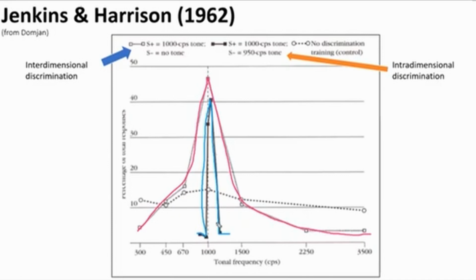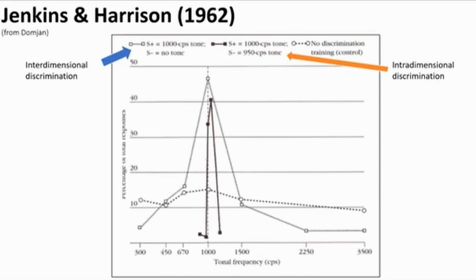We're seeing a lot less generalization and more discrimination because they respond very, very little to frequencies lower than 1000 hertz. And we even see less responding to frequencies slightly higher than 1000 hertz. And we still see the highest responding is right around that 1000 hertz point. So we're still seeing a response peak that corresponds to our S+, but the presence of this S- and the fact that it's an intra-dimensional discrimination, intra instead of inter, this is forcing that curve to be a little bit narrower.